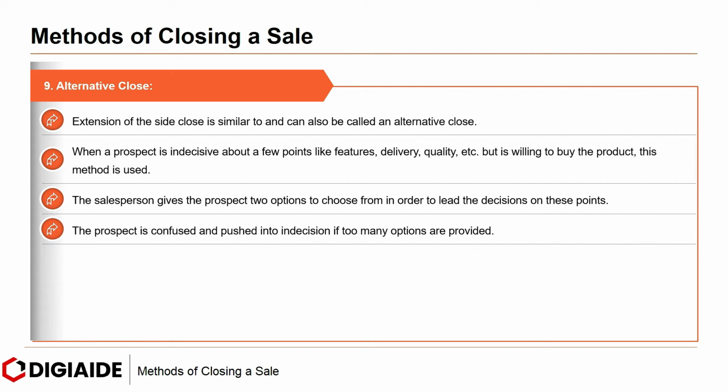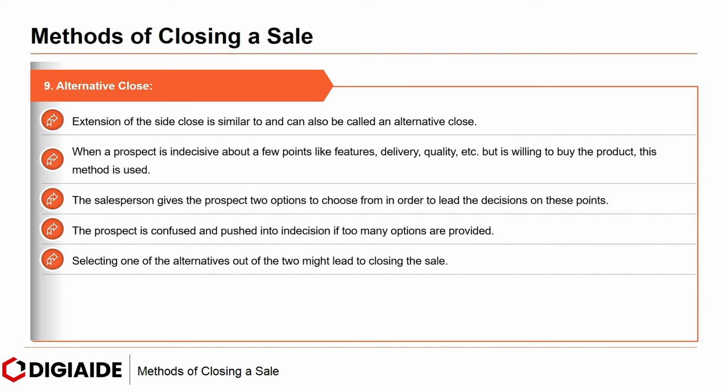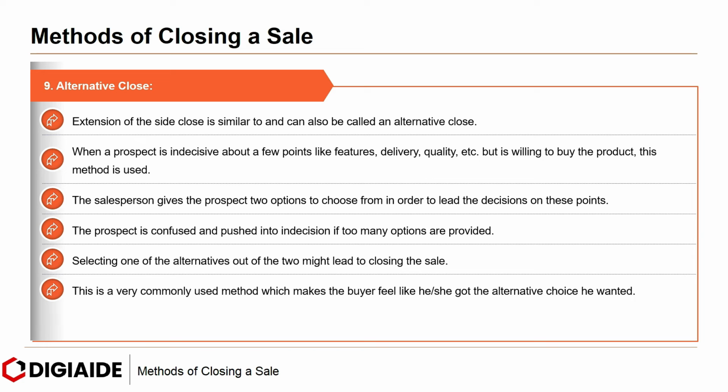The prospect is confused and pushed into indecision if too many options are provided. Selecting one of the alternatives out of the two might lead to closing the sale. This is a very commonly used method which makes the buyer feel like he or she got the alternative choice he or she wanted. So that's it, folks.